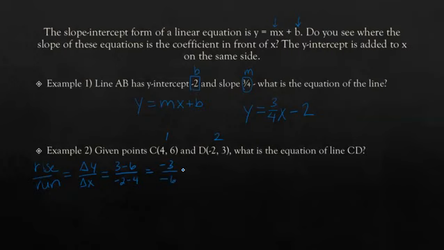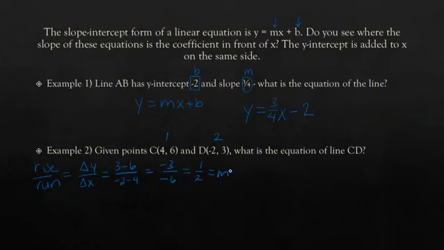And then I'm going to reduce this fraction. I notice that I have a negative on the top and the bottom, so that's going to make the whole thing positive. And then 3/6 is the same as 1/2. This is my slope. Now, how do I find my y-intercept?